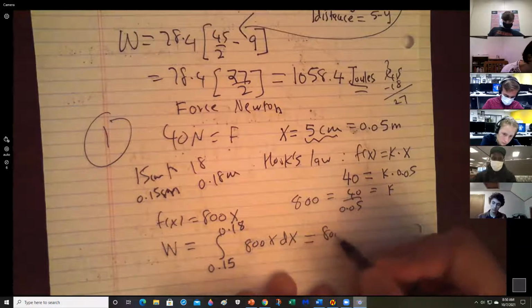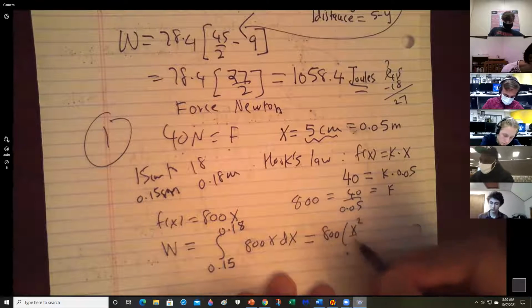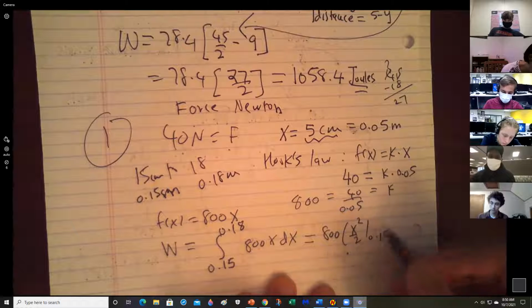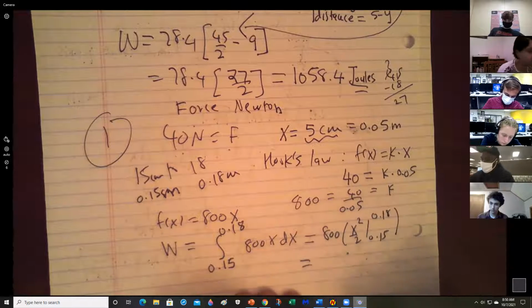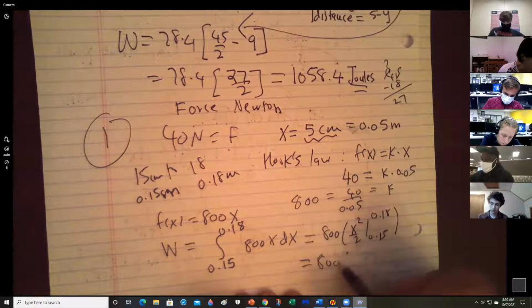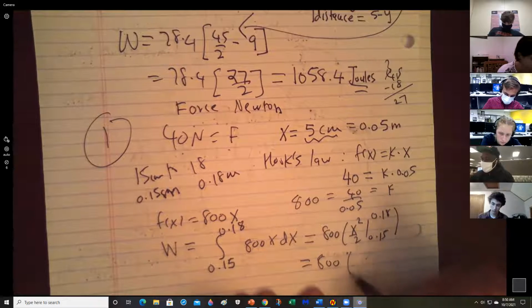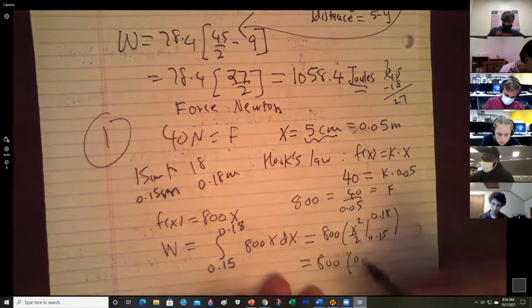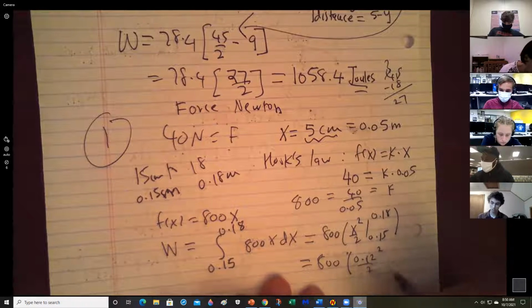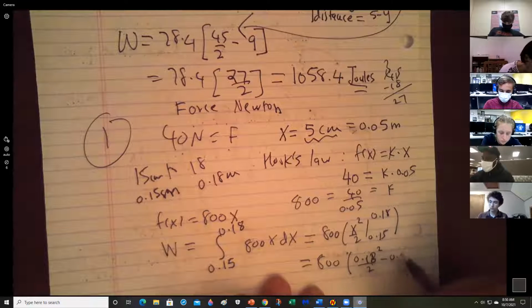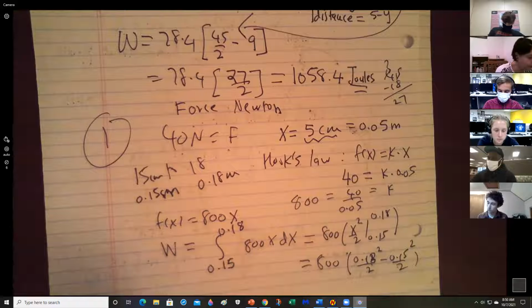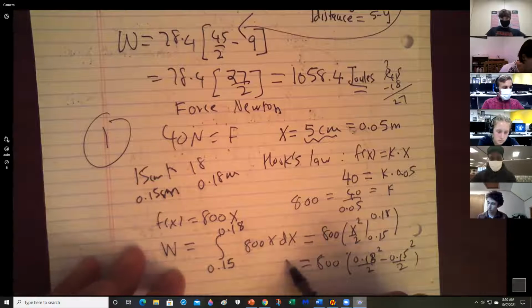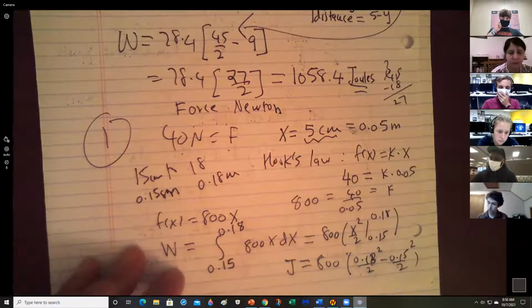So 800 x squared over 2, from 0.15 to 0.18, which will give you 800 times 0.18 squared over 2, minus 0.15 squared over 2, whatever that is. Can somebody look? And then that's how many joules. The units will be joules.